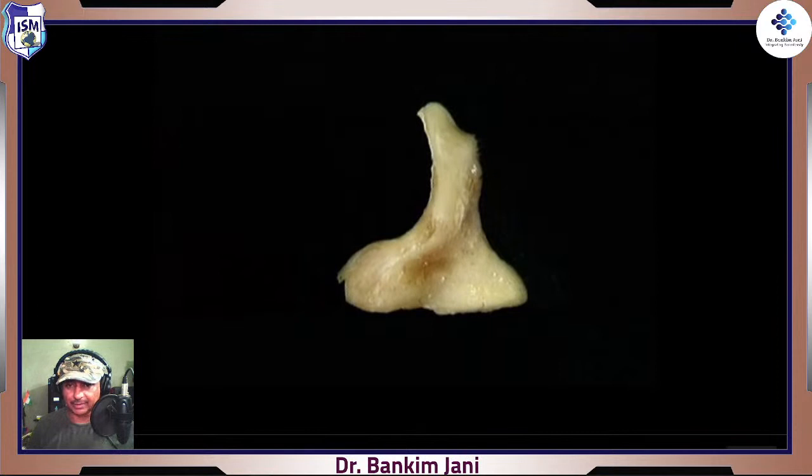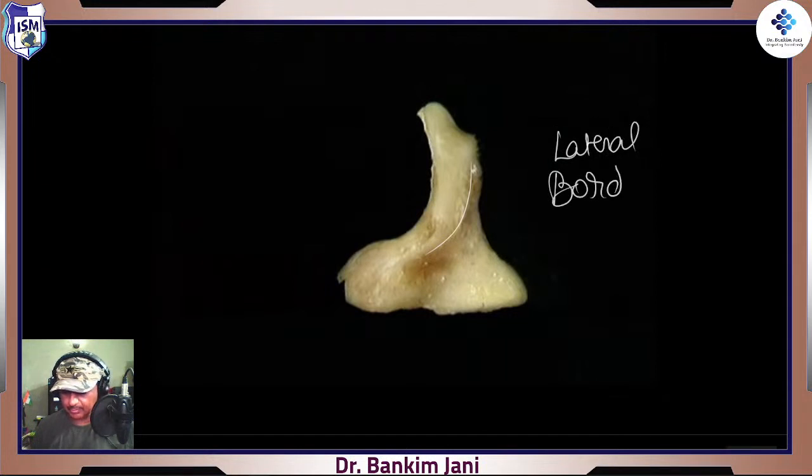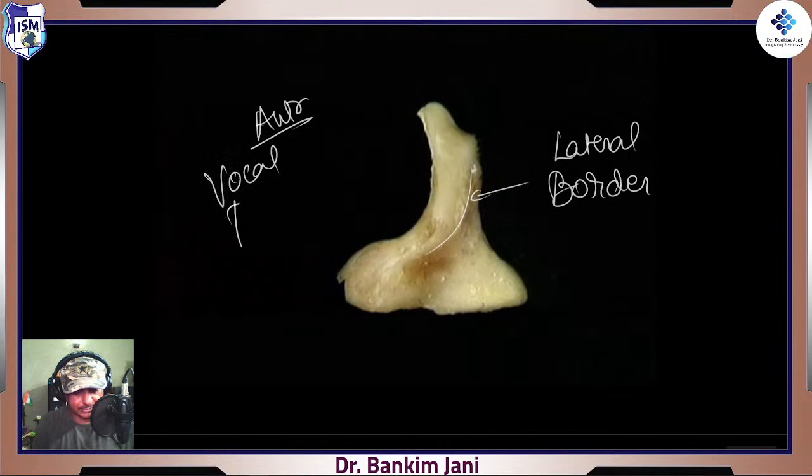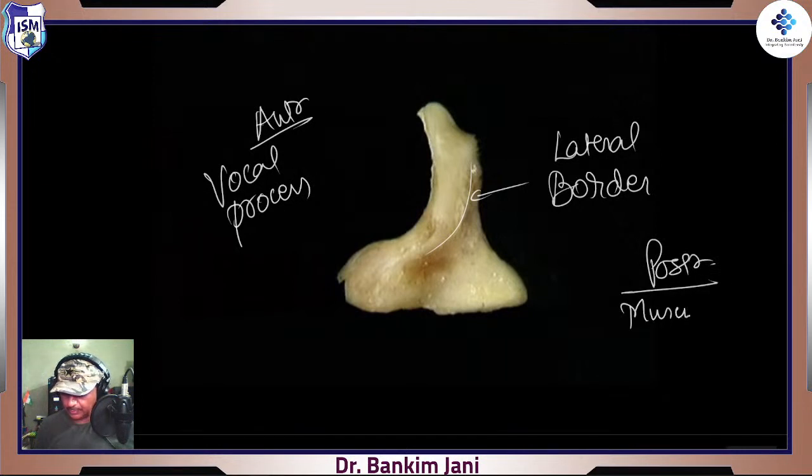One more angle, right? This is like a lateral border. So anteriorly, it is called the vocal process where the vocal ligament would be connected, and posteriorly, it is called the muscular process. And that's where some of the major muscles would be connected, which will be taking part in this.